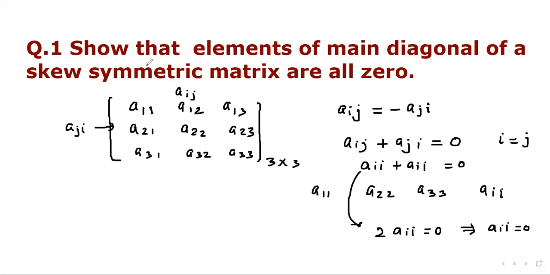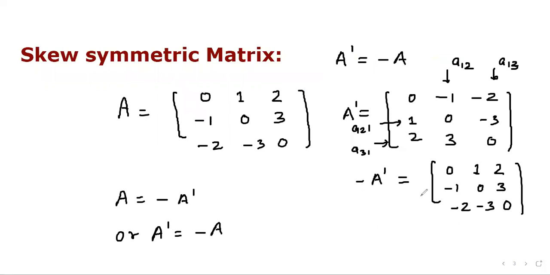So this was the question: the elements of the main diagonal must be 0 in the case of a skew symmetric matrix. And if you see carefully, you will find that the example we've taken has 0 in the main diagonal.